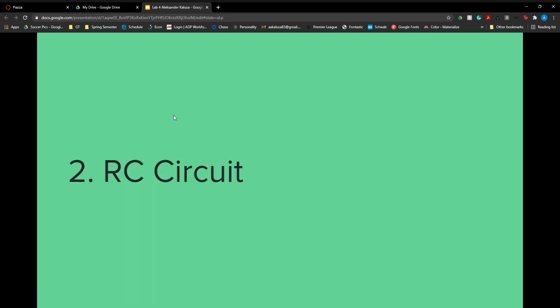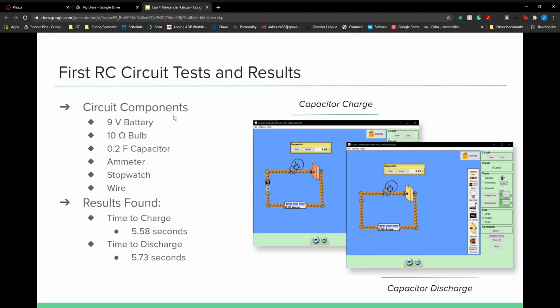Moving on to the second circuit, the RC circuit for this lab. The first one contained a 10 ohm bulb, and the aim was to charge and discharge a capacitor and see how long it would take. The time to charge for this specific circuit was 5.58 and discharge was 5.73. The photo on the left demonstrates the charging, and the one on the right demonstrates the discharging.